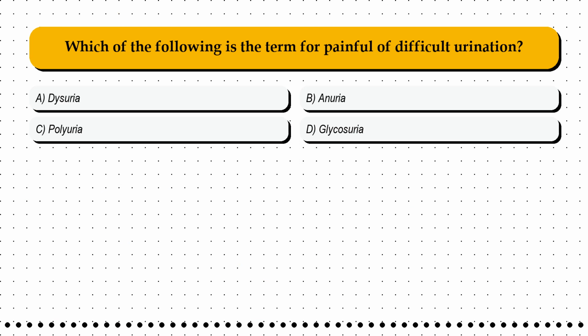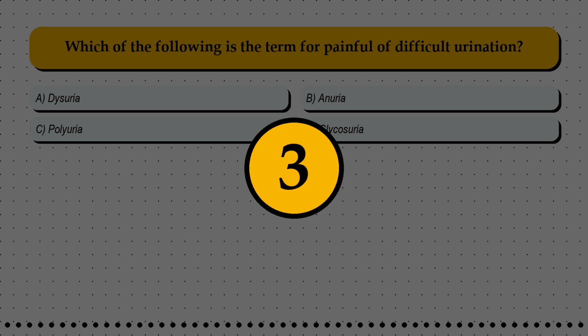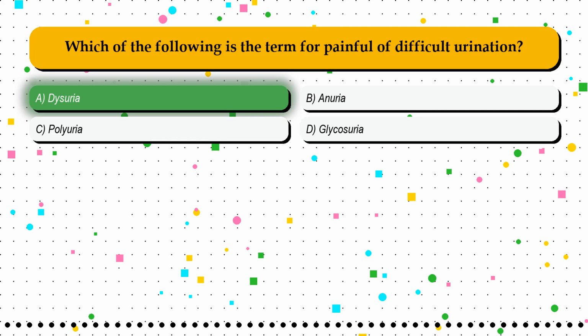Question 140. Which of the following is the term for painful or difficult urination? Option A, dysuria. Option B, dynuria. Option C, polyuria. Option D, glycosuria. The correct answer is option A, dysuria.